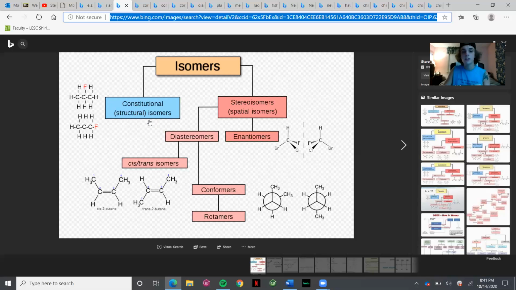So from isomers, we move to constitutional isomers. And here we have an example if you follow my mouse. If you observe the chemical formula of both of these two compounds, you see a C3FH7.